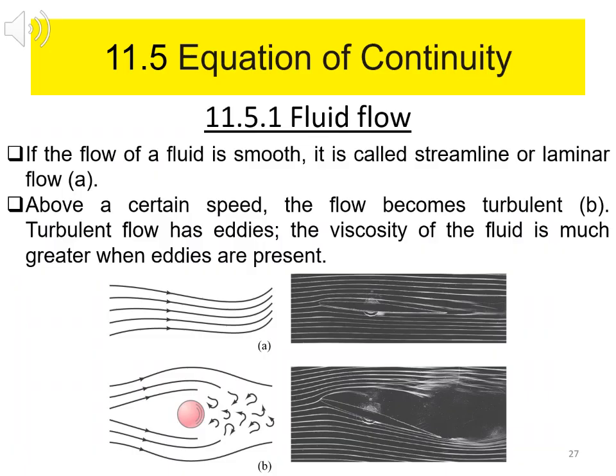Next we will continue with the equation of continuity. The equation of continuity is a fundamental principle in fluid dynamics that expresses the conservation of mass in a flowing fluid. It states that for an incompressible fluid, one with constant density, the mass flow rate must be constant from one cross-section of a pipe to another. For example, fluid flow.